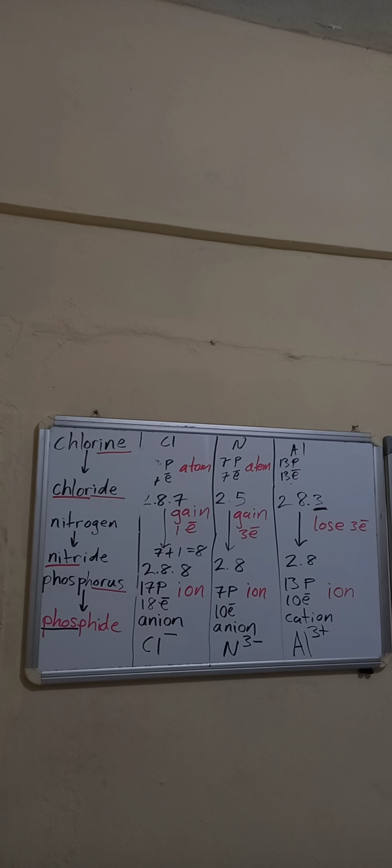Based on the amount of electrons on its valence shell, it can form 3 plus ions, 2 plus ions, or 3 minus, 2 minus, and so forth.